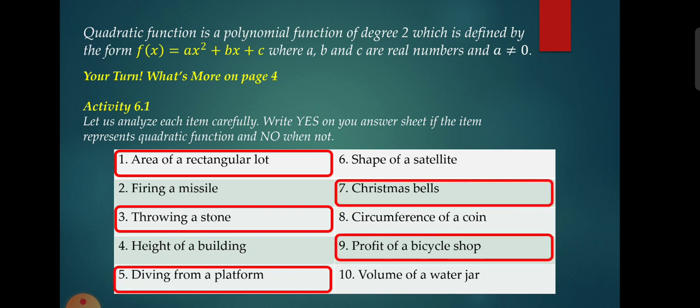So you will read each statement or situation. Try to picture out if this resembles a curved line. If not, you will write no. If it resembles a curved line, then you will write yes. So that will be your first activity.